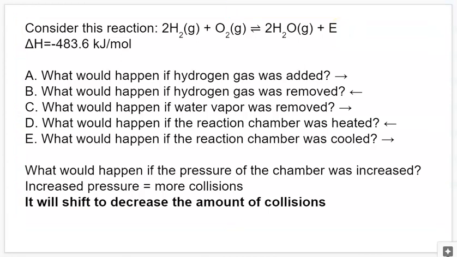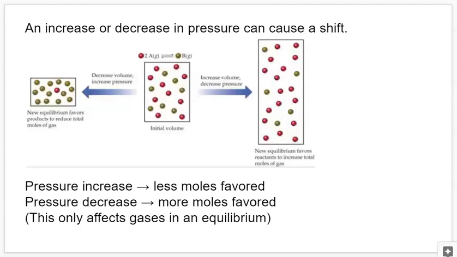So now let's talk about what would happen if the pressure was changed. And more specifically, what would happen if the pressure of the chamber was increased? Well, if you think about what pressure is, collisions. So increased pressure in the system will mean more collisions between molecules. And since equilibrium is always trying to undo any sort of change that you do to it, by changing the pressure, you're making more collisions. It's going to want to shift in a way that makes less collisions. And how does one make less collisions? Well, with less moles. If there's less particles, there'll be less things to collide.